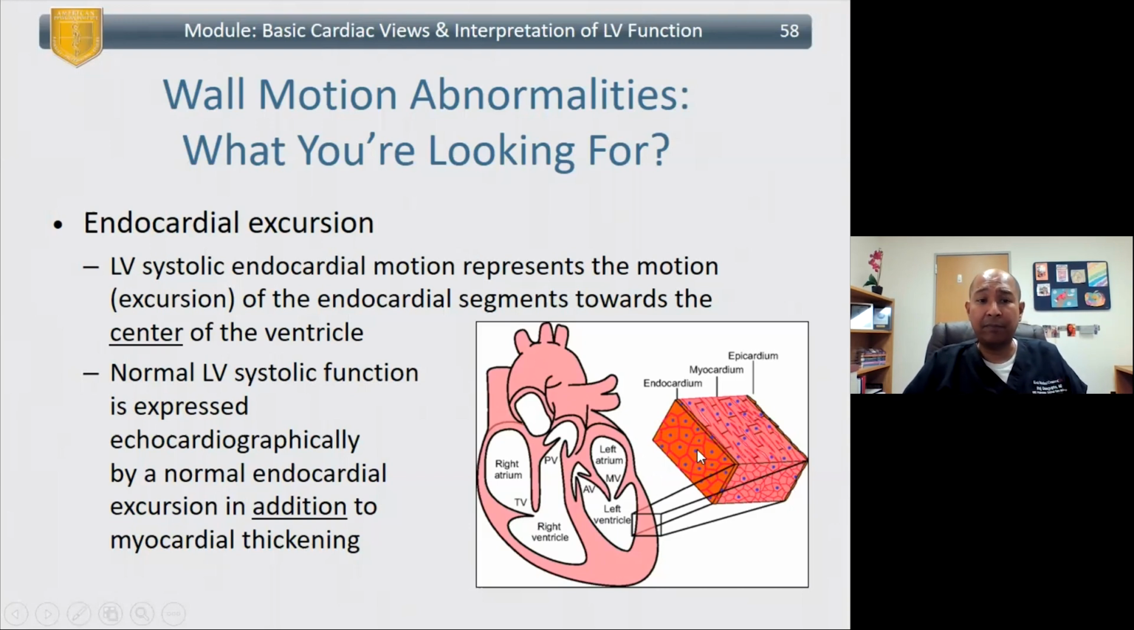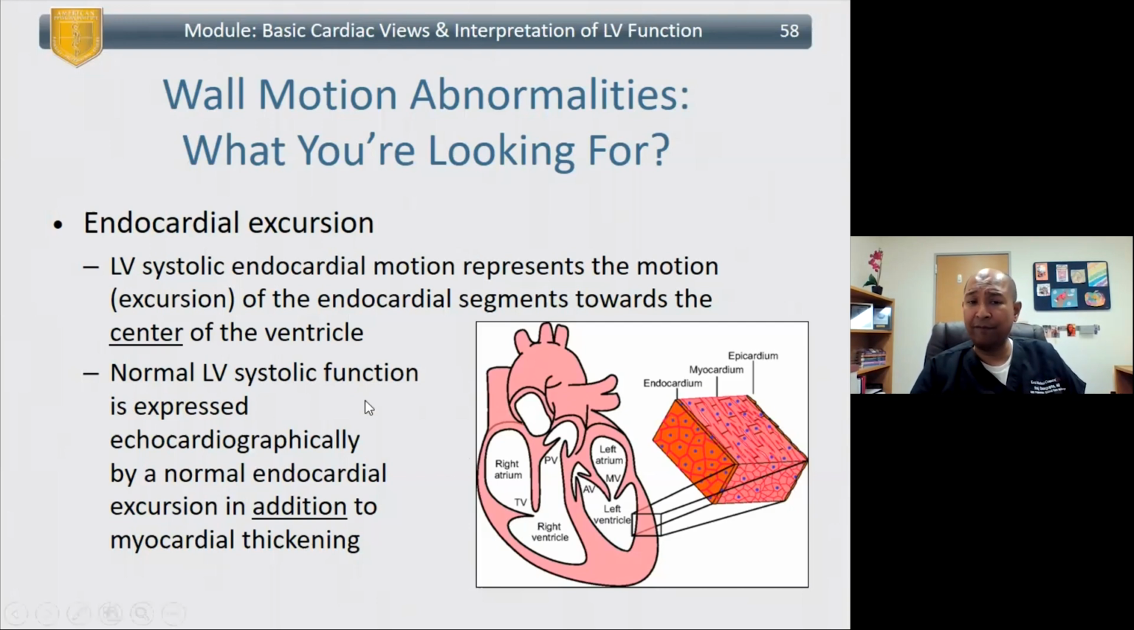And when we talk about endocardial excursion, when the left ventricle has systole, the endocardial motion represents the excursion of the endocardial segment towards the center. So when you have systole, you're contracting, everything should go towards the center. When you contract, all the wall should go what? Towards the middle. So you're looking to see if all the walls are going towards the middle.